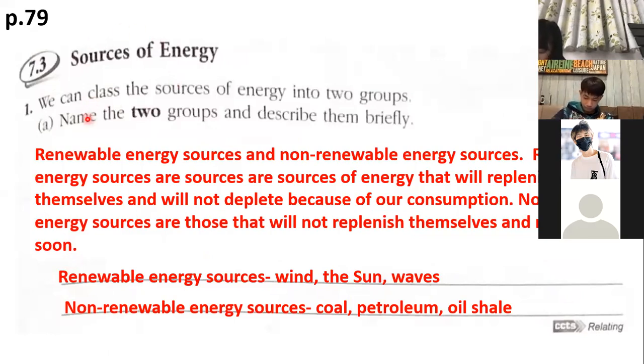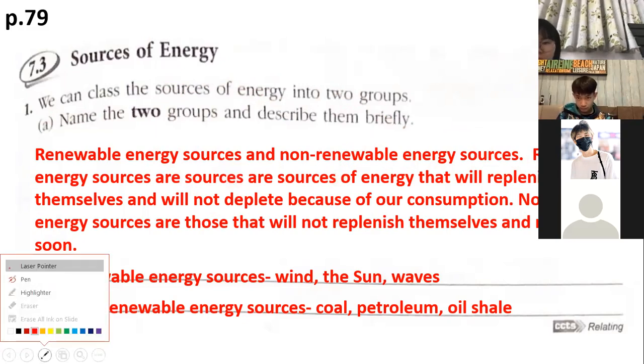Sources of energy. We can classify the sources of energy into two groups. Name the two groups and describe them briefly. One is renewable energy source and the other is non-renewable energy source. There are two types of energy source. Renewable energy sources are the sources... Wait, hold on, let me strike this off.